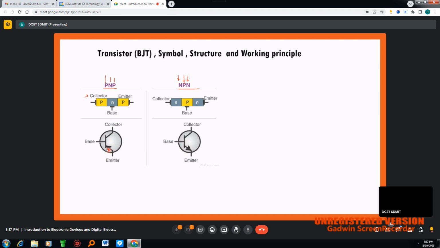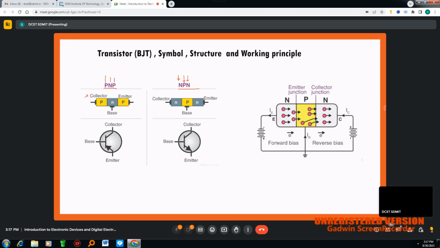This arrow mark in the symbol, if it is inward, we call it a PNP transistor. If the arrow is outward, going outside, we call it an NPN transistor. Generally, the majority of applications will use the NPN transistor. PNP also is used, but majorly we use the NPN transistor.